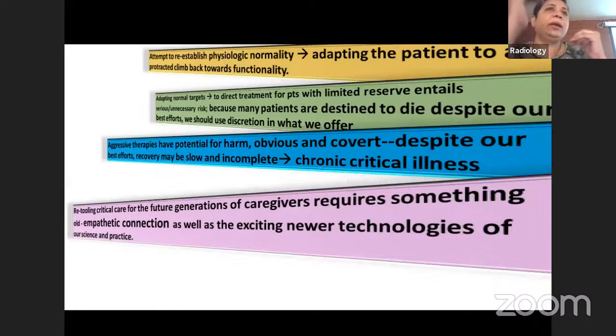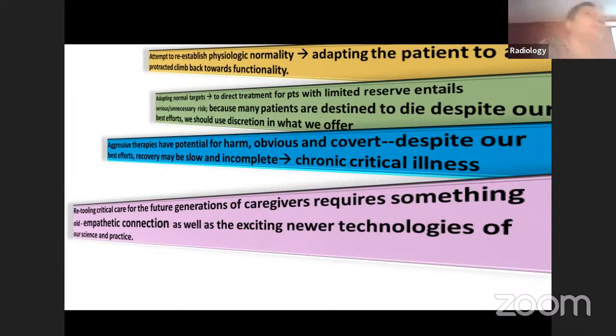A few key things that we have to establish as facilitators, or when we teach something. One, this is pertaining to critical care. The attempt to re-establish physiological normality is gone. Those days are gone, where you want a normal BP, normal heart rate, normal lactate, normal sugar, everything normal. No. Critical care is now all about adapting the patient to a protracted climb back towards functionality.